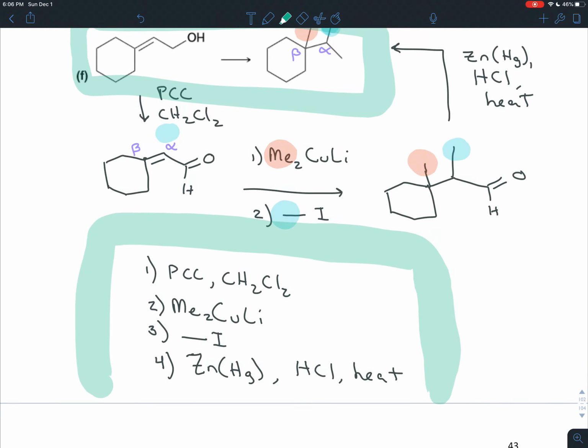So hopefully this video helps to clarify how you can use first a Gilman reagent and then an alkyl halide to alkylate, to put a carbon chain on first the beta carbon and then the alpha carbon of an alpha-beta unsaturated system.